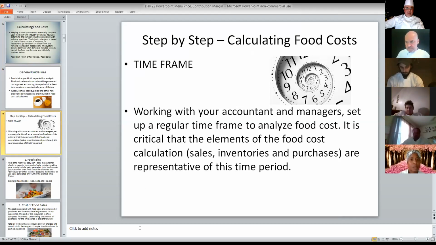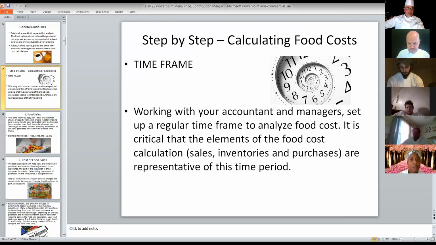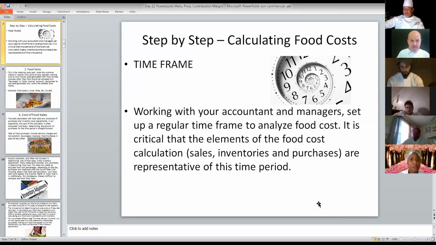So what do you guys think would be the best time to run your inventory in your restaurant? What time of the day would be best to account for everything? Before the start of the first thing in the morning? Early, early morning, before the place opens. Before it opens or after it closes? Early morning, before. Okay.